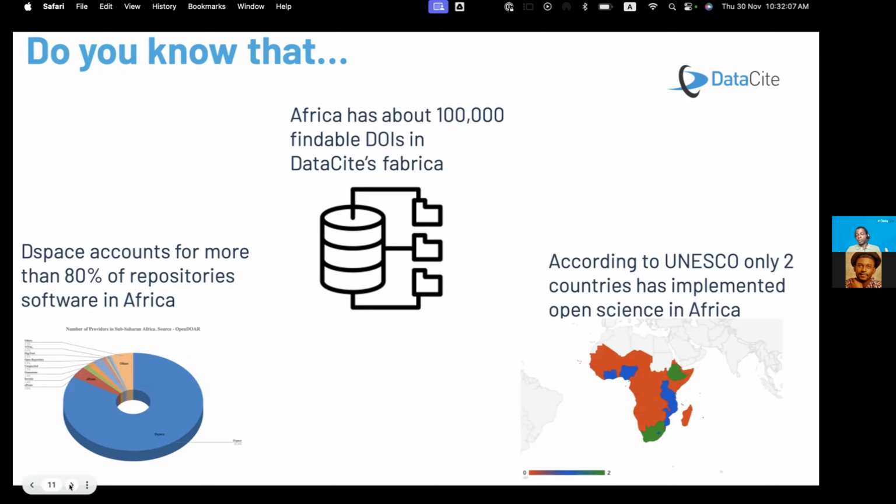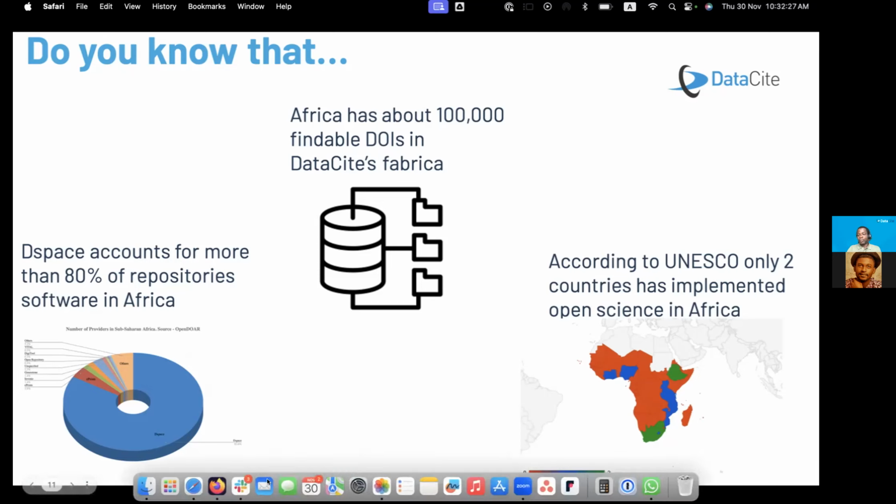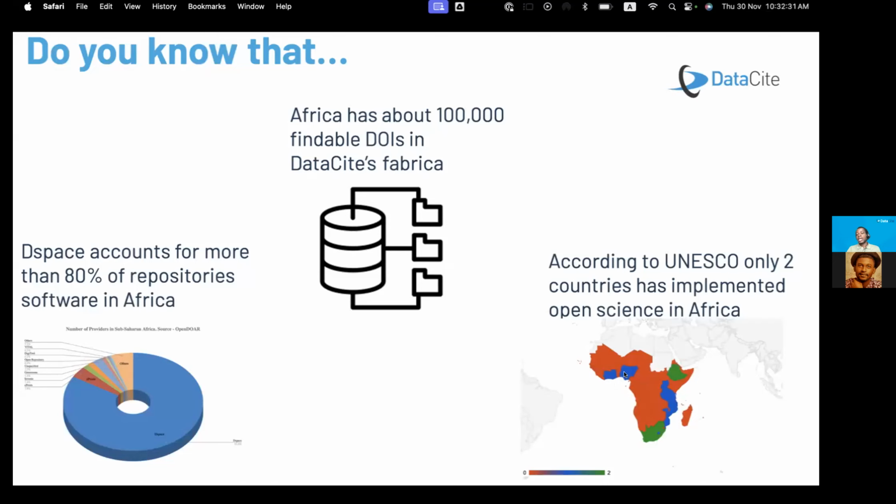And according to UNESCO, in 2021, after December, only 2 countries have actually implemented open science as a national strategy, and that is South Africa and Ethiopia. The countries that are in blue, as at the time of the report, are working on it, getting ready to complete it. Whereas the other countries in red have not done anything. I concentrate this study on sub-Saharan Africa, meaning that North Africa and part of the Middle East are not considered in this study.